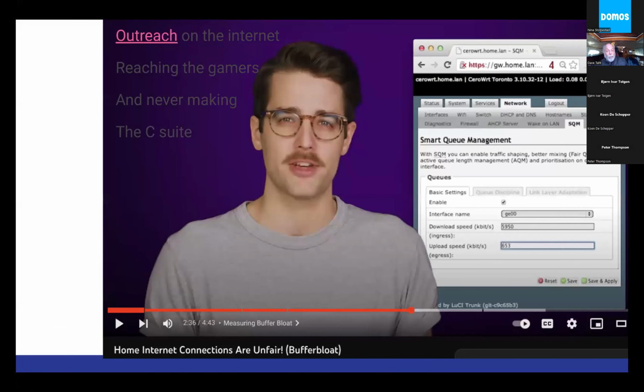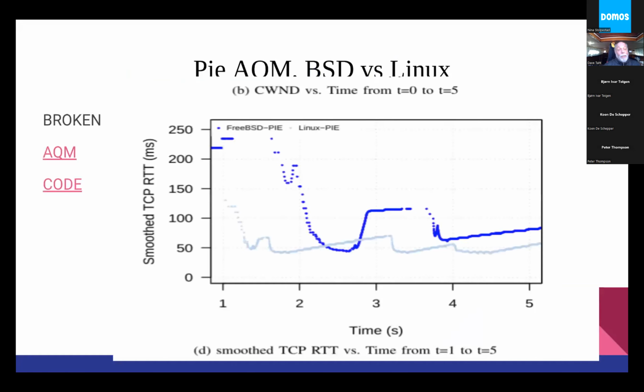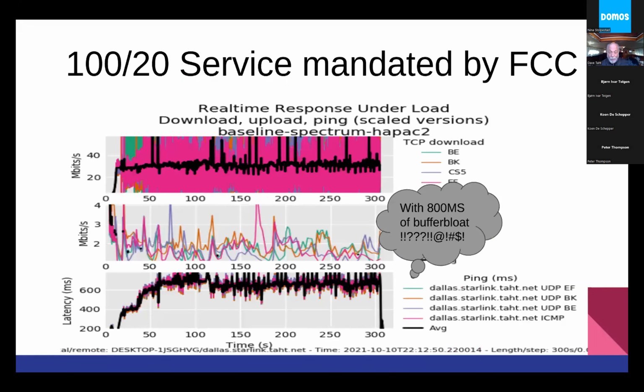I've seen attempts at outreach that reach all the gamers, but not the C-suite. I've seen multiple specifications lacking implementations or testing. And I've seen tons now of broken AQM code, despite the standards we published. In this particular case, this is the PIE AQM, same code, we thought. The Linux implementation is correct. I have no idea what BSD is doing.